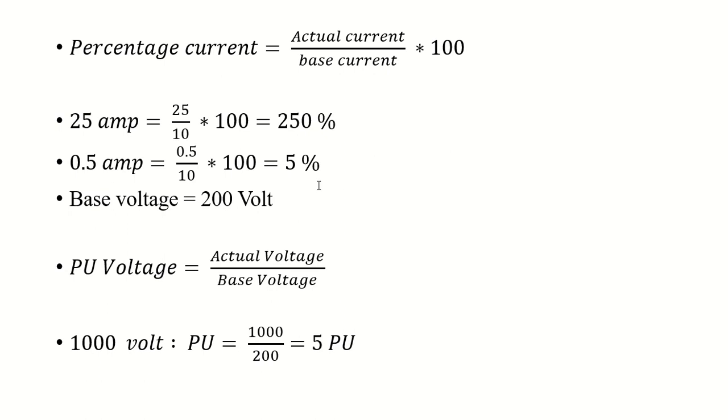So we have found the values of percentage current and per unit current for both 25 ampere and 0.5 ampere. Now coming towards the per unit voltage.